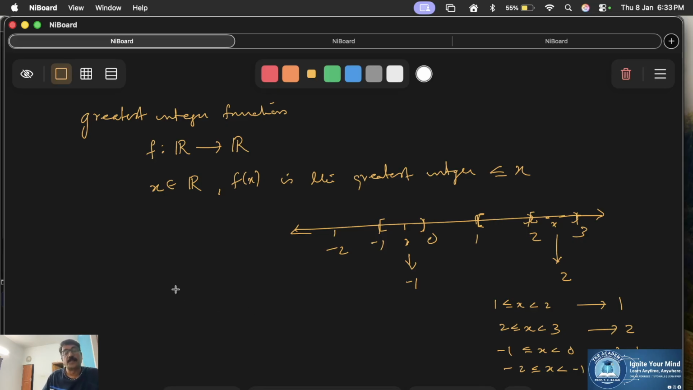Like that it goes. When you draw the graph of the function, it will be a step function like this, because it takes 0 value, 1 value, 2 value. Similarly on the left side it is minus 1 value, then minus 2 value, like that it goes. So the greatest integer function is a step function. Its graph is just like a ladder, steps. Therefore we call it a step function. So that is the greatest integer function.